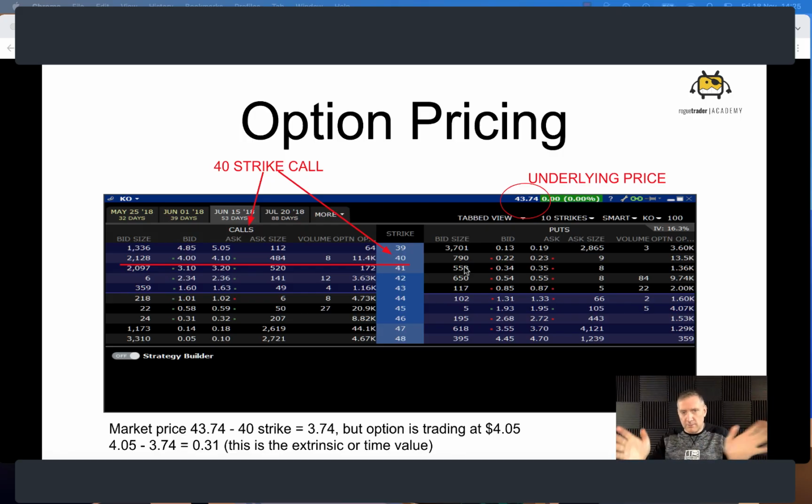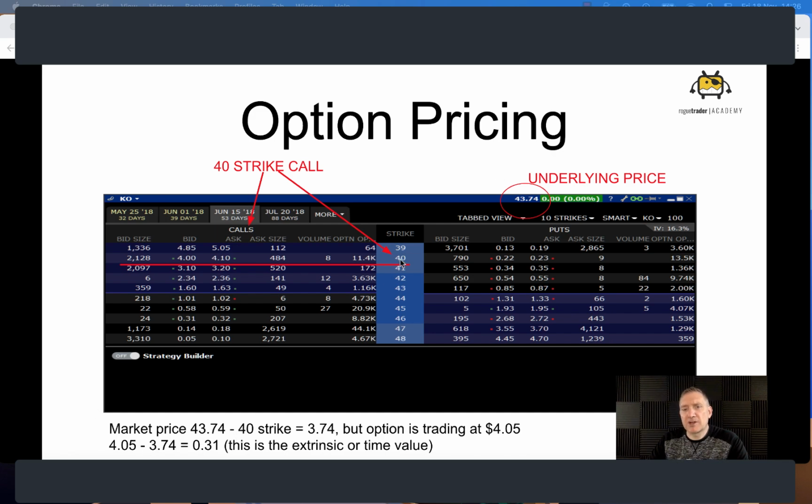This is a very basic representation. Look, these are calls on the left, puts on the right. We've talked about that before. So all the strike prices are down the middle, and then all the data on the left is for those calls. All the data on the right is for the puts. Simple, okay? The underlying price, the price of Coca-Cola, when this screenshot was taken, was $43.74. So the market price, $43.74.